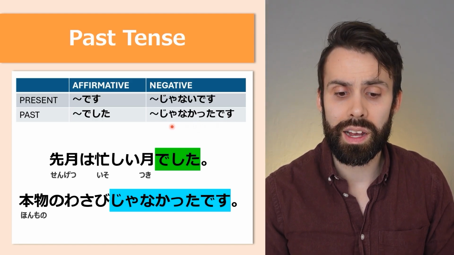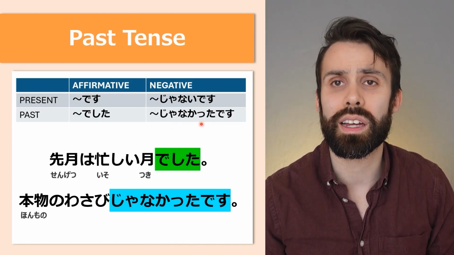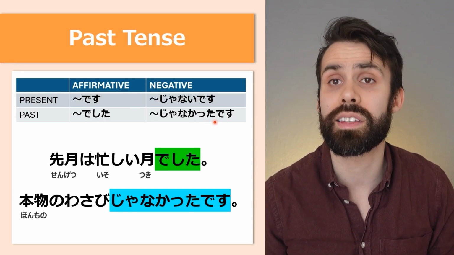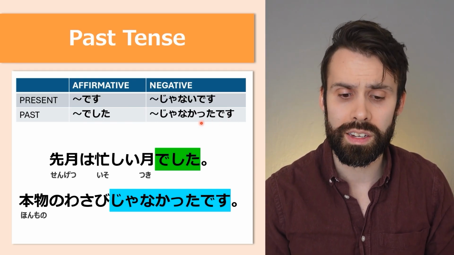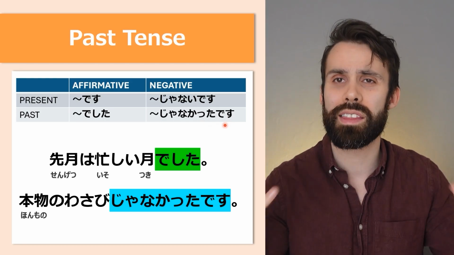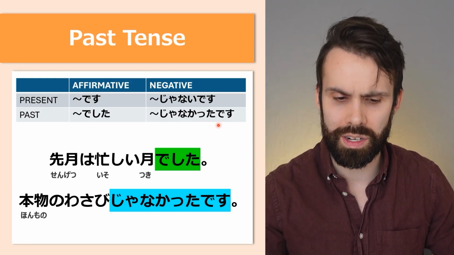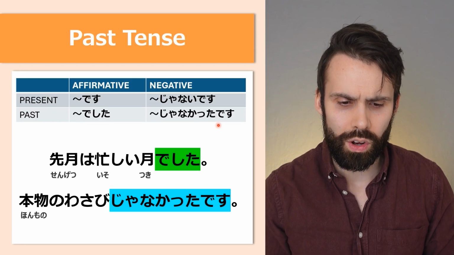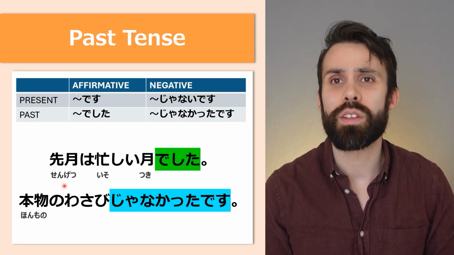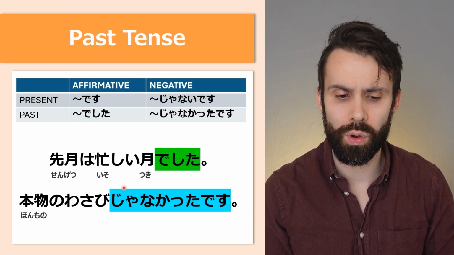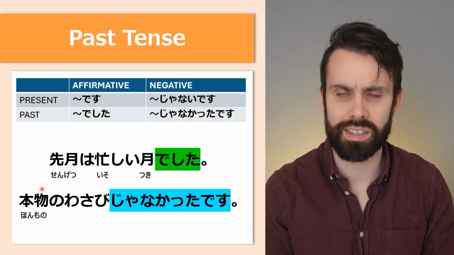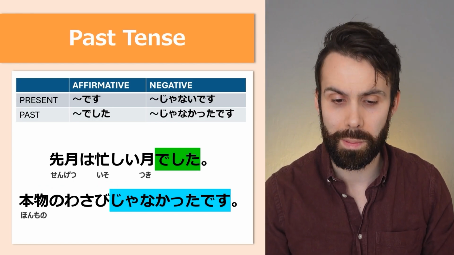And here the past is actually being emphasized by katta, not des. So it's incorrect to say じゃなかったでした. So des here is just to be formal, just to retain this polite paradigm of Japanese. So for example, 本物のわさびじゃなかったです. That wasn't real wasabi. 本物 means real. That wasn't real wasabi.